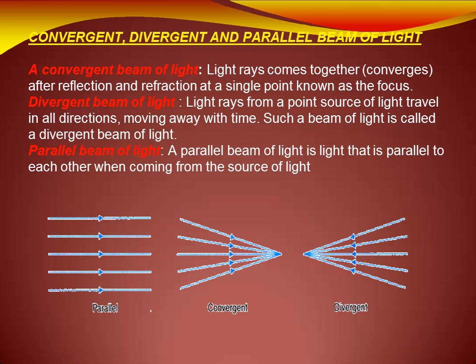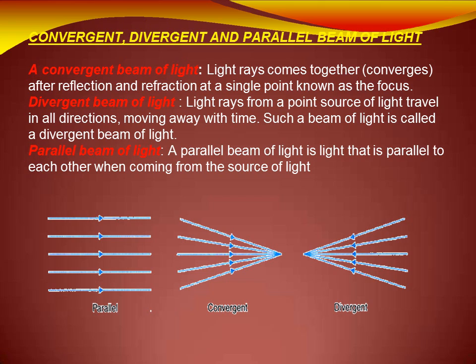Then the third one is the parallel beam of light. A parallel beam of light is light that is parallel to each other when coming from the source of light. That means they are neither converging nor diverging. They are in a parallel beam. We can see the figure of parallel, where all are in a parallel beam, not converging and not diverging.